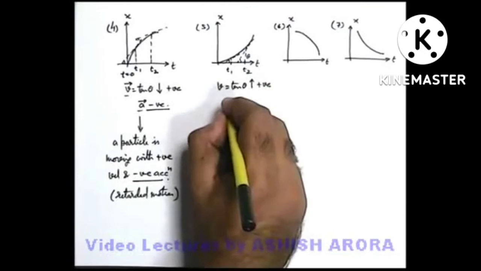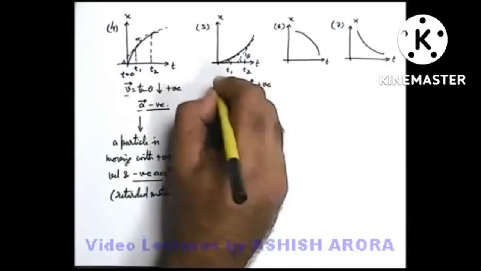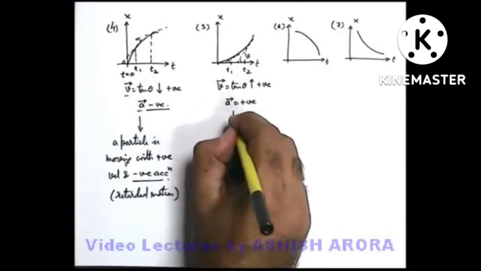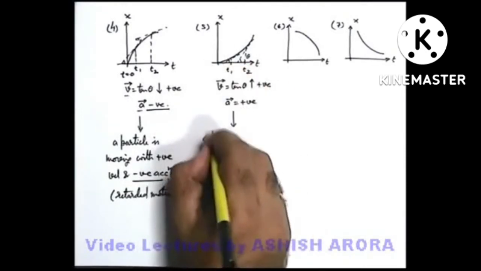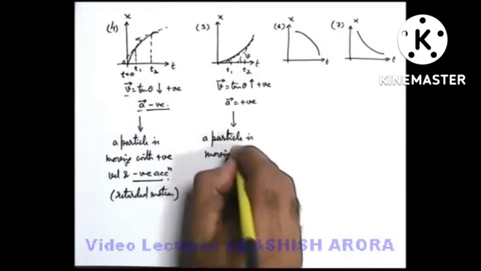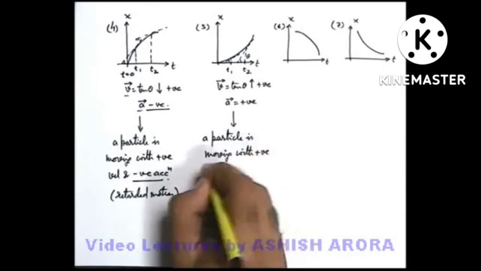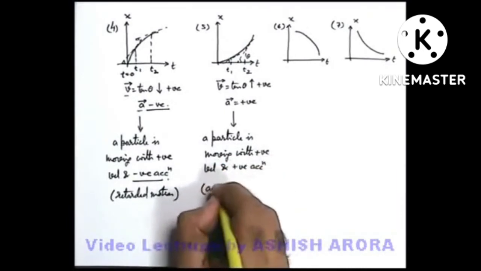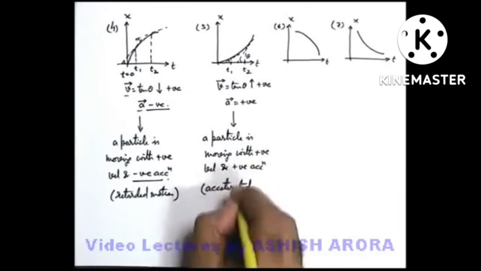So if velocity is positive and increasing, that means acceleration vector is also positive, because when acceleration is in the direction of velocity, then only it increases. So it is a motion which we can consider as a particle is moving with the positive velocity and positive acceleration. That means it is a situation of an accelerated motion.